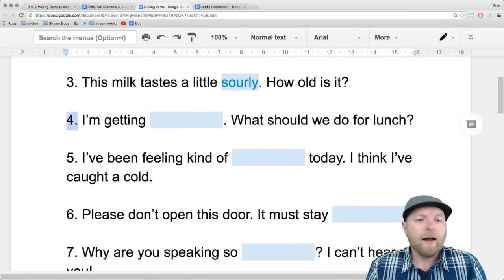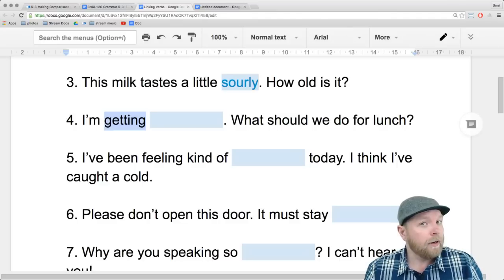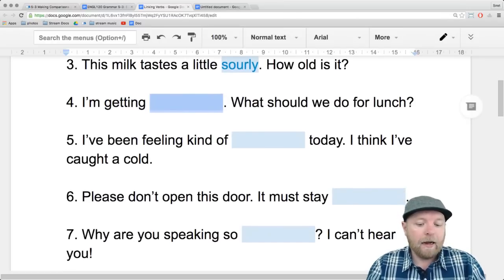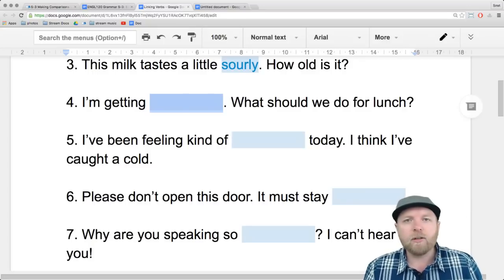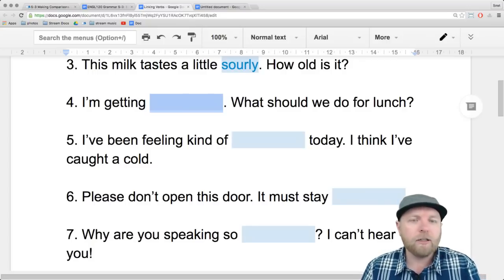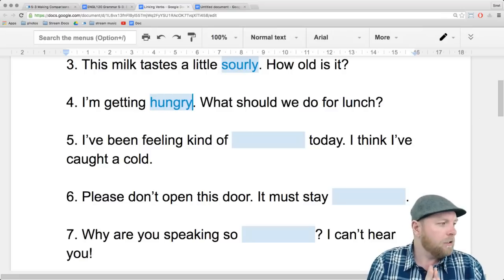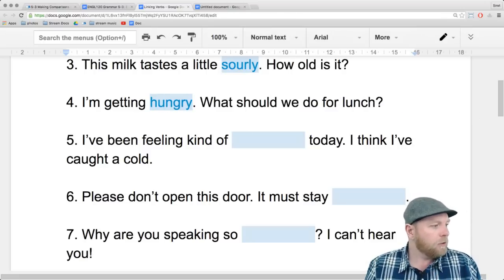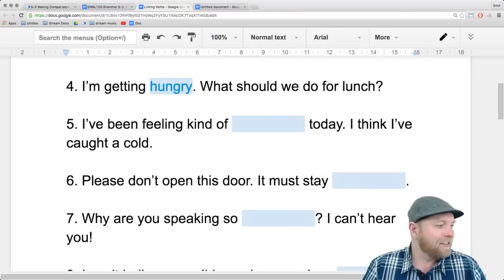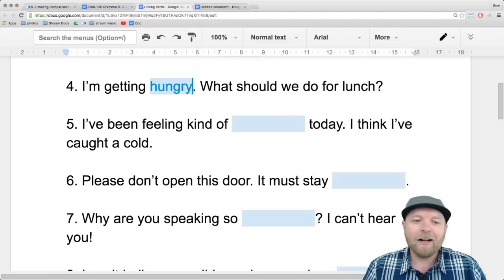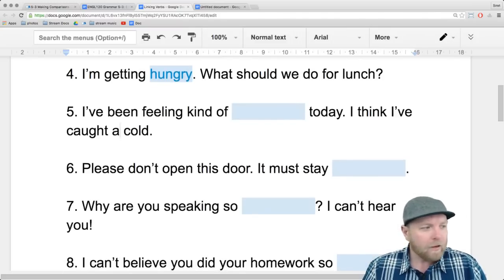Number 4, I am getting, this is a linking verb, right? It means becoming. I am getting, well, what's the answer here? Okay, Arguia. I'm sorry, I don't know how to say your name. Arguia, hungry. Good job. I like it. I'm getting hungry. Che James, hungry. Kao Sasad, hungry. I'm sorry, guys. My pronunciation of your names is terrible. Oscar, hungry. Good job.